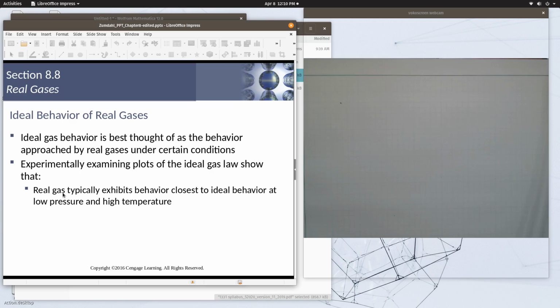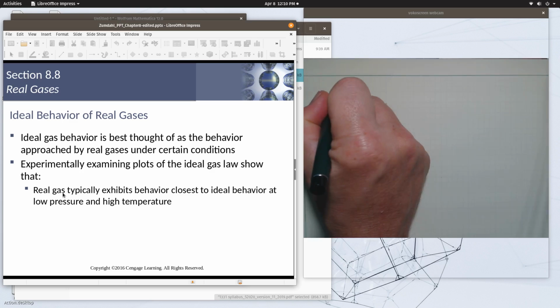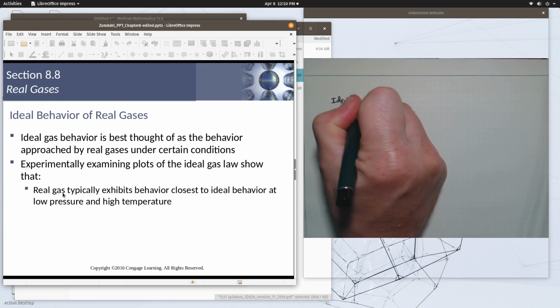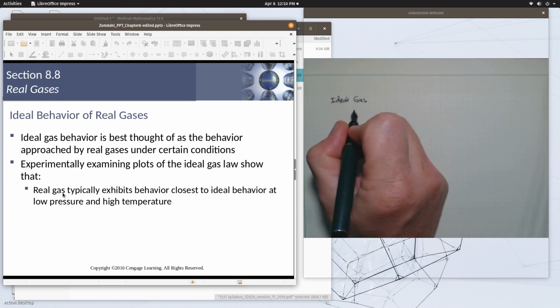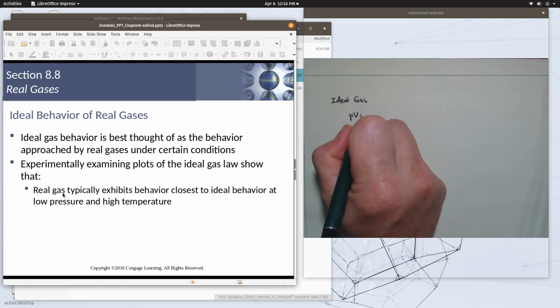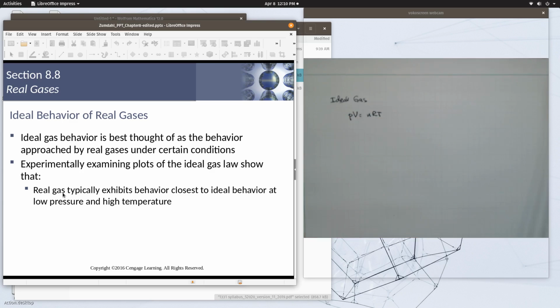So an ideal gas is simply something that obeys the ideal gas equation. This is the equation of state: PV equals nRT. That's the ideal gas equation. So if a gas obeys that equation, it's called an ideal gas. That defines an ideal gas.